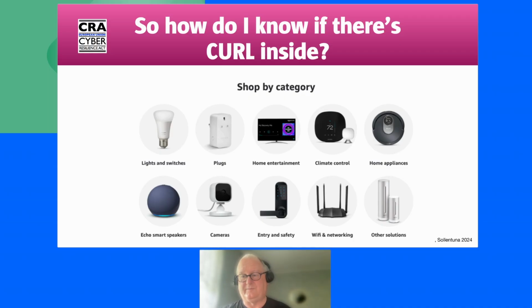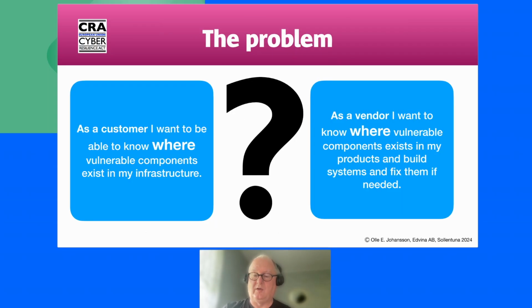I don't, because the vendors here don't tell me the ingredients of their software. And this is a big problem. If I'm the customer and we have a new Log4j issue coming up, I want to be in control. The moment I hear about a new Log4j, I really want to know where I have it. Where do I have the vulnerable components? Where do I have curl if there's a new really bad issue with curl or Log4j?